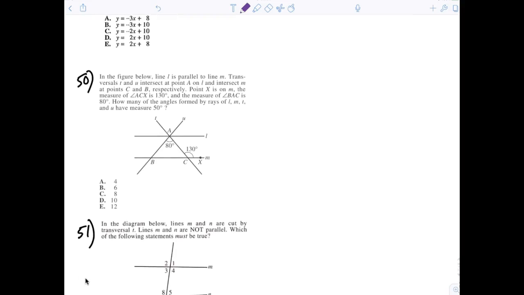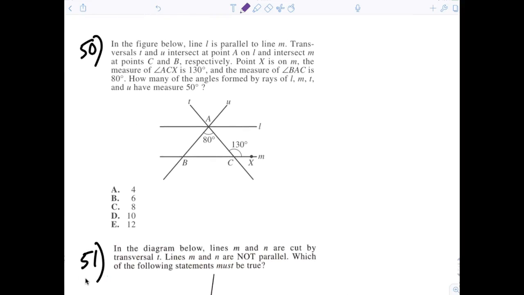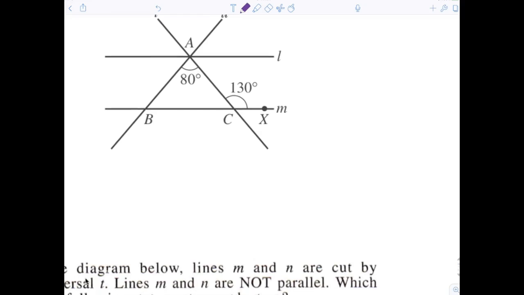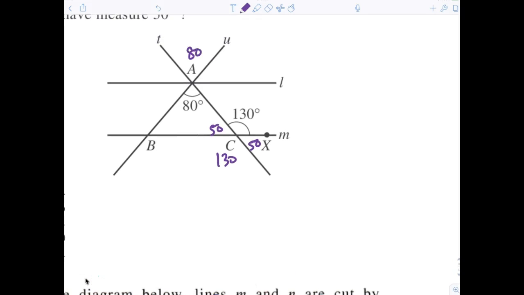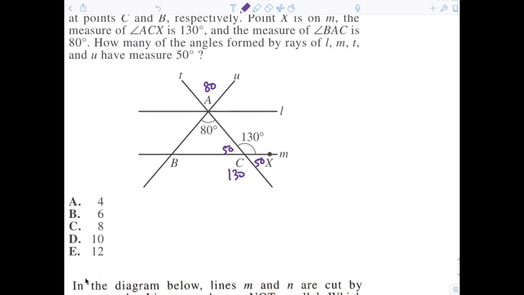All right, let's just do the rest of these. How many of them have an angle of measure 50? Right, so let's just try to figure this out. This makes this 130, 50, 50, correct? Over here, this forces that to be 80. And is L parallel to M? So that would have to be 50. And then that would force that to be 50, and that to be 50, and that to be 50. And then that's also 50, which makes that 130, and 130.